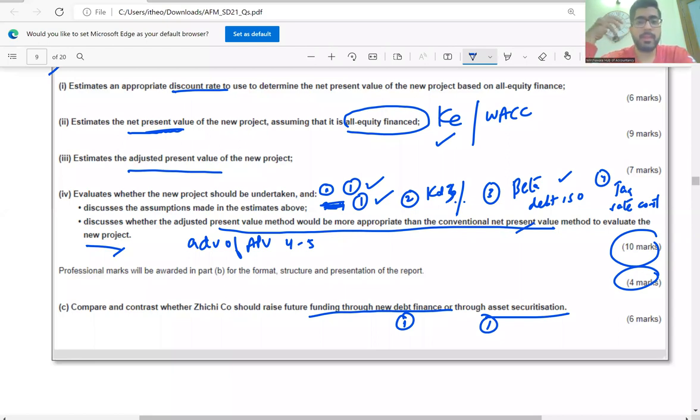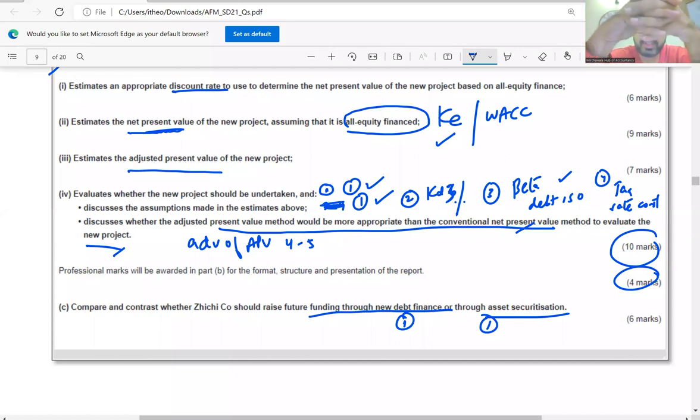Like, if you go for debt, debt is believed to be cheaper because it doesn't have any legal costs. Whereas securitization involves some financial institutions, so you sometimes have to bear legal costs. You can discuss the pros and cons of it.